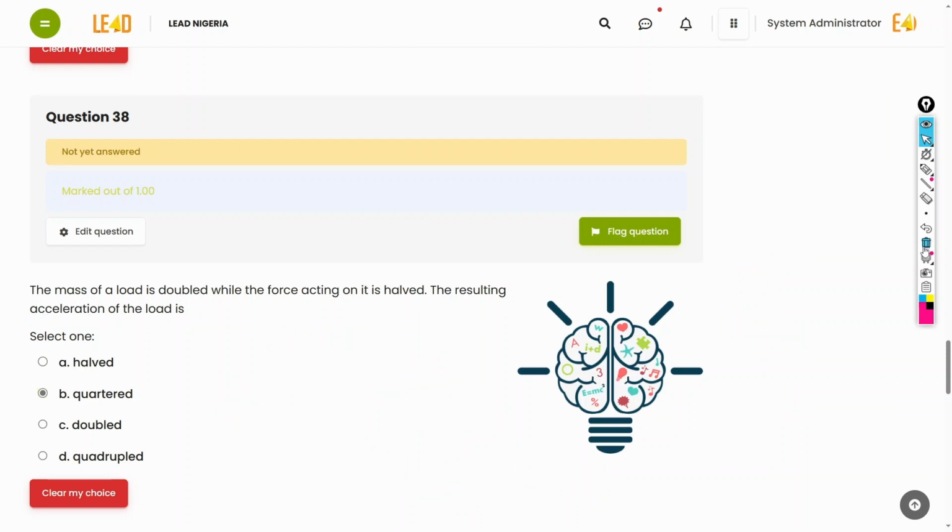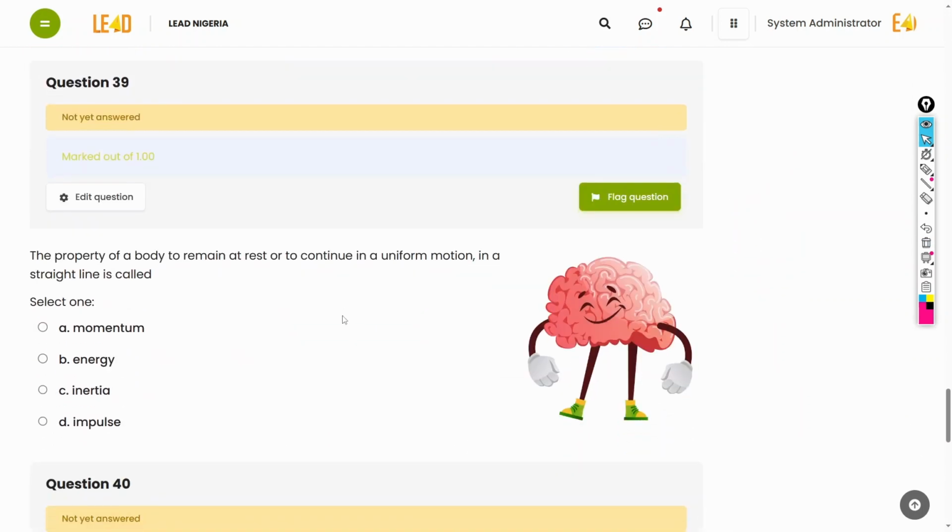All right, that's 38. 39. The property of a body to remain at rest or continue in uniform motion in a straight line is called inertia. That's C. So inertia is resistance to change in motion or rest. Inertia is what Newton's first law is predicated on.